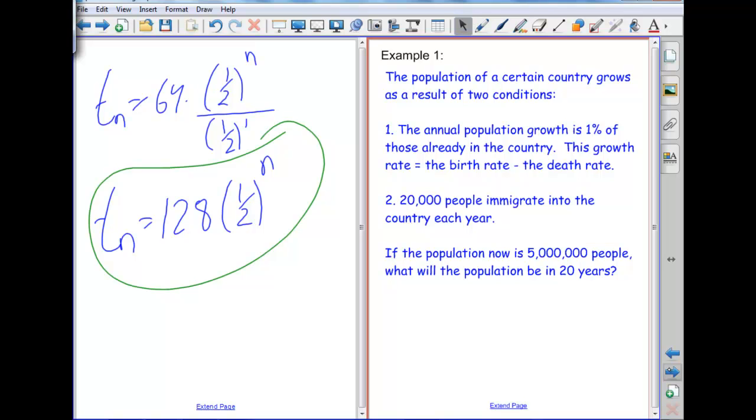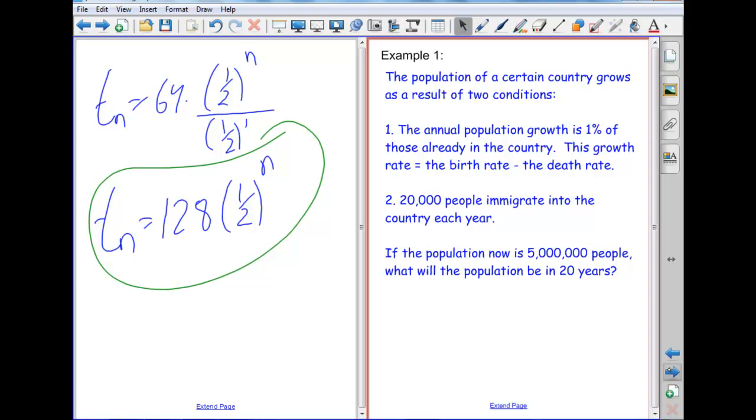And here we go with a word problem. Isn't it nice that it's all typed up already? You don't have to try to copy down my scrawl. Some of you turned it up ahead of time, some of you didn't. The population of a certain country grows as a result of two conditions. Annual population growth of 1% of those people already in the country. That's because people make babies.